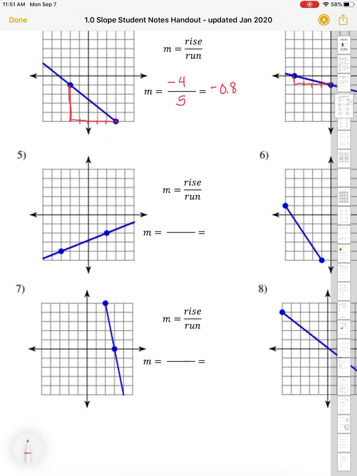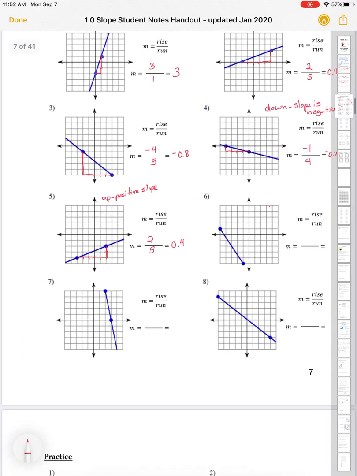Let's look at number 5. Ask yourself, is it positive or negative slope? It's going up, so it'll be positive slope. That can be just a little mental check to make sure you put your numbers in right. Here we have our run and our rise. Our rise goes up by 2, and our run goes over by 1, 2, 3, 4, 5. So 2 divided by 5 is 0.4.